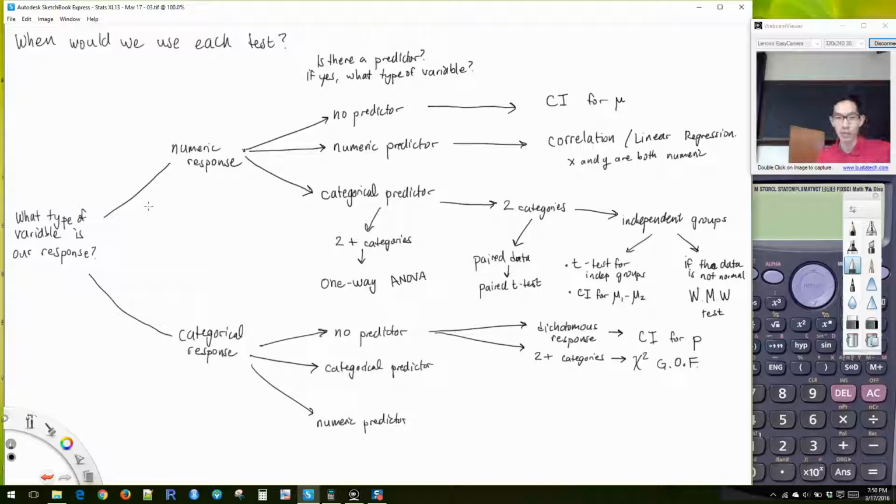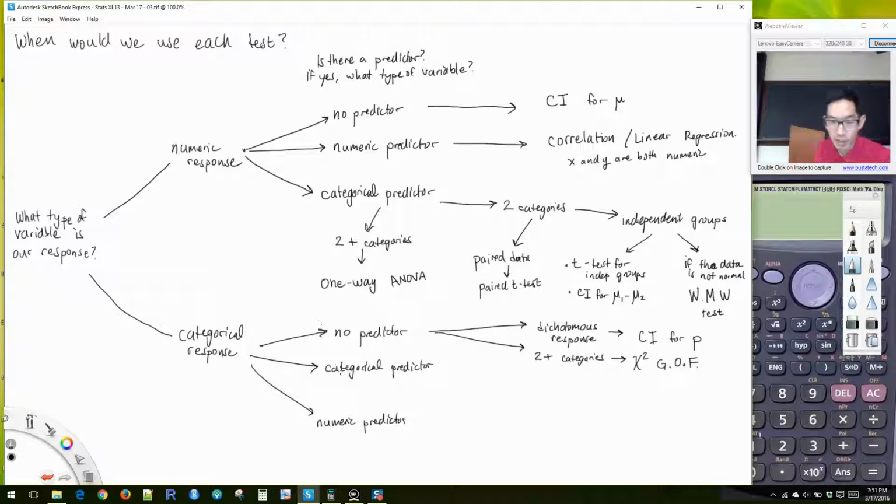So here we have a categorical response, and if we're doing something on gender, we could do either a confidence interval for the proportion of men in the population, or a chi-squared goodness of fit test to see if the proportion of males and the proportion of females match our preconceived notion of what they should be.